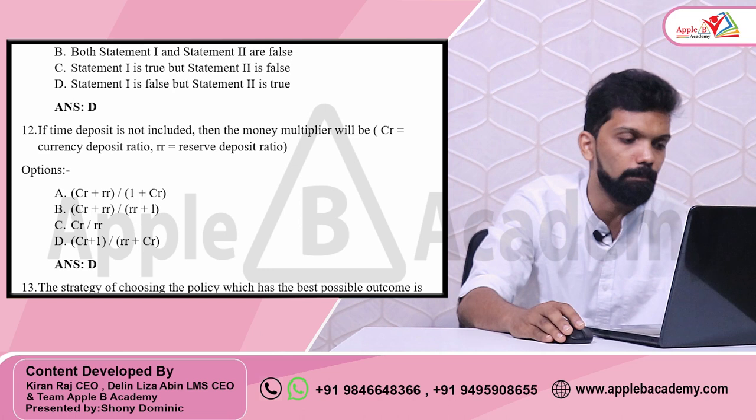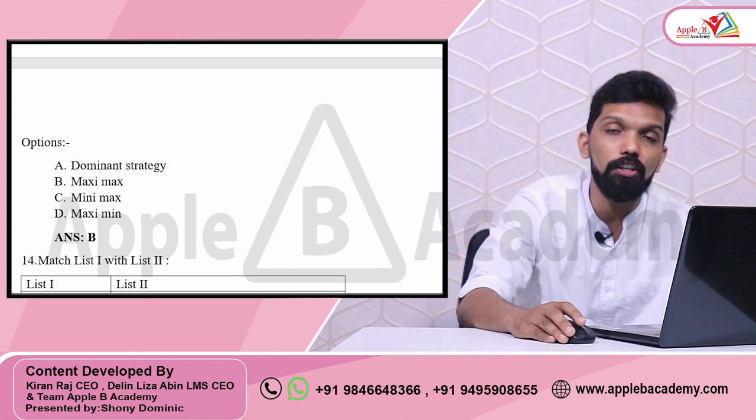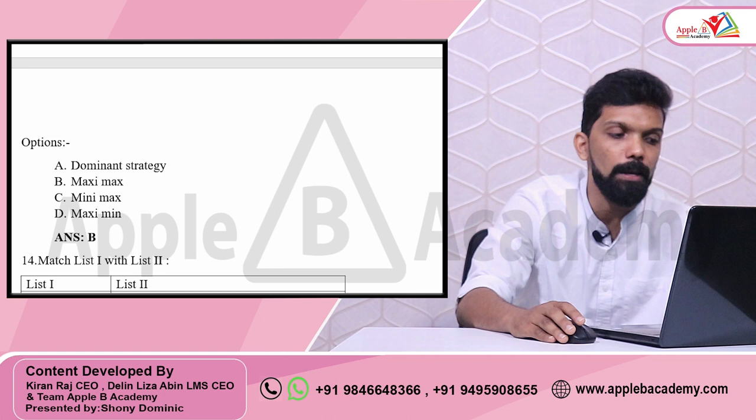13th question: the strategy of choosing the policy which has the best possible outcome is known as. Option A, dominant strategy. Option B, maximax. Option C, minimax. Option D, maximin. The right answer for this question is option B, maximax.